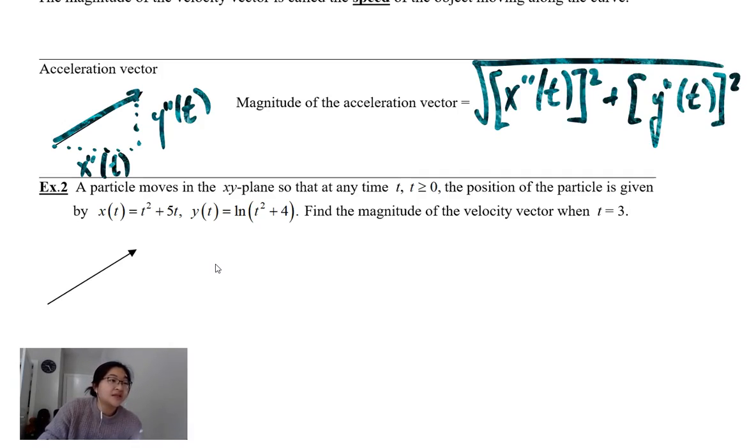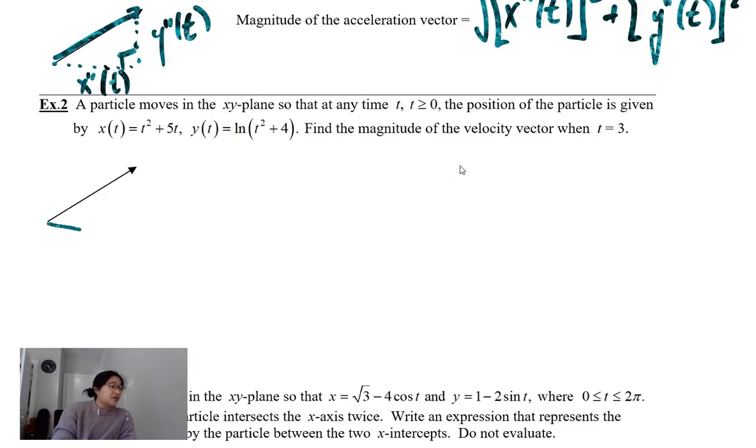There's a lot of things happening. So that's our magnitude of our acceleration vector, and the reason that works is because that's a right angle, right? So we have Pythagorean theorem stuff. So think about this example. Find the magnitude of the velocity vector when t equals 3, given this stuff. Pause the video, try it out, and we'll talk about it.